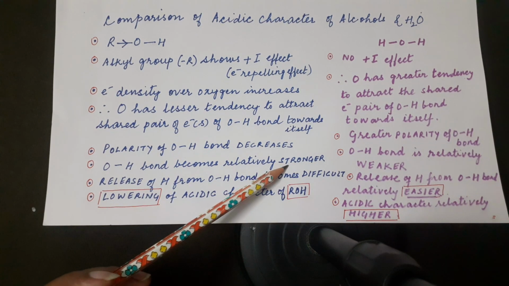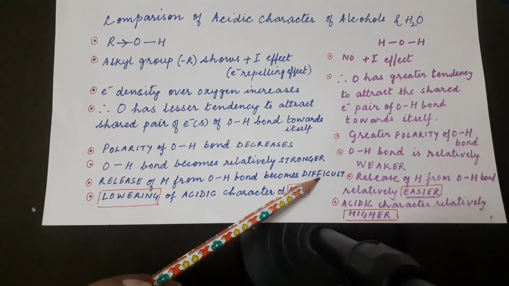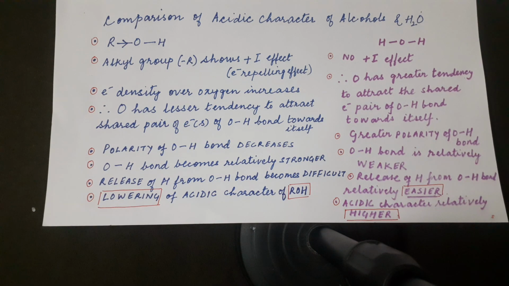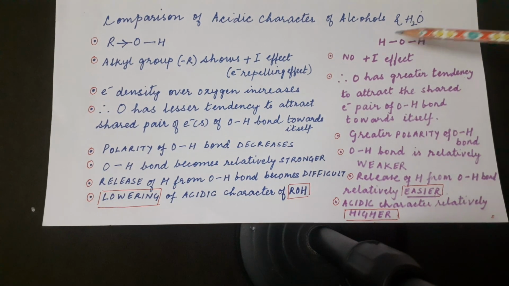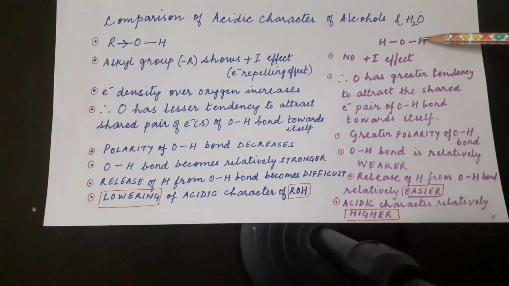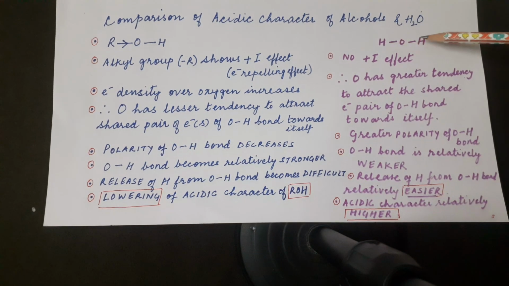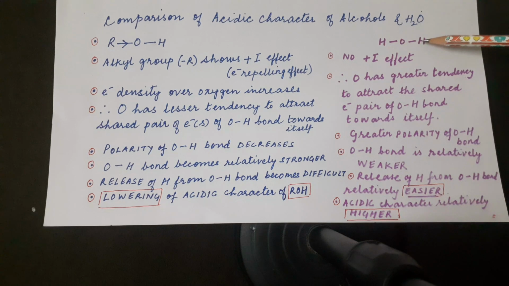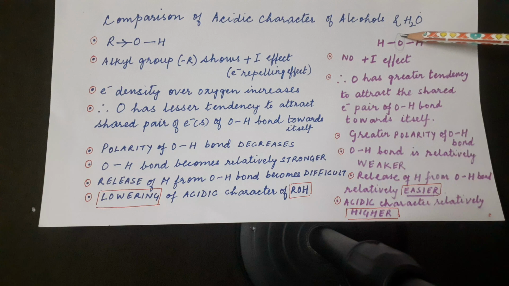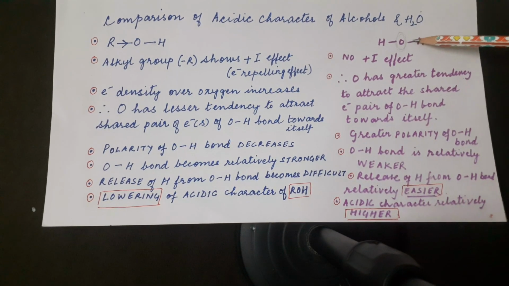If the bond becomes stronger, the release of H plus or the H atom from the OH bond becomes difficult, which will lower the acidic character of alcohols. On the contrary, if you look at the water molecule, it has a similar structure to that of alcohols, but the difference being there is no alkyl group here. Hydrogen atoms are not showing plus I effect. If they are not showing plus I effect, there is no external factor contributing to an increase in electron density over oxygen, and therefore this oxygen atom will have a greater tendency, relatively.